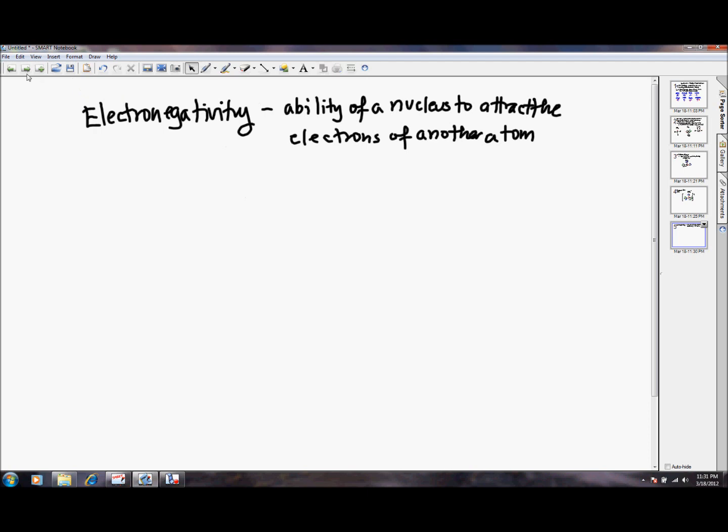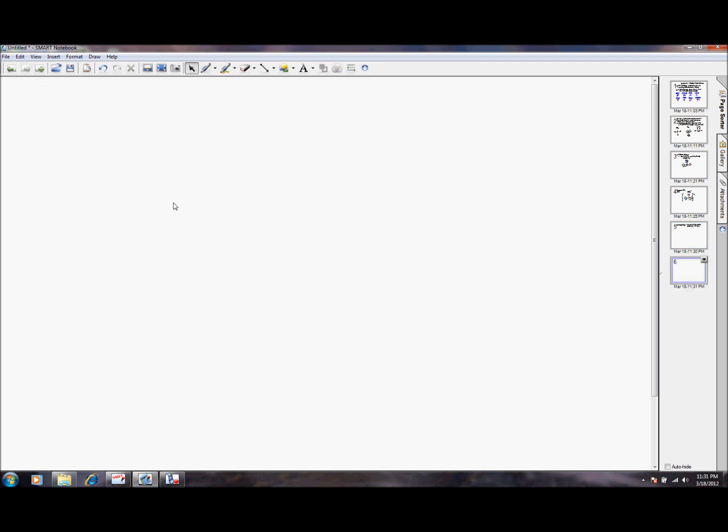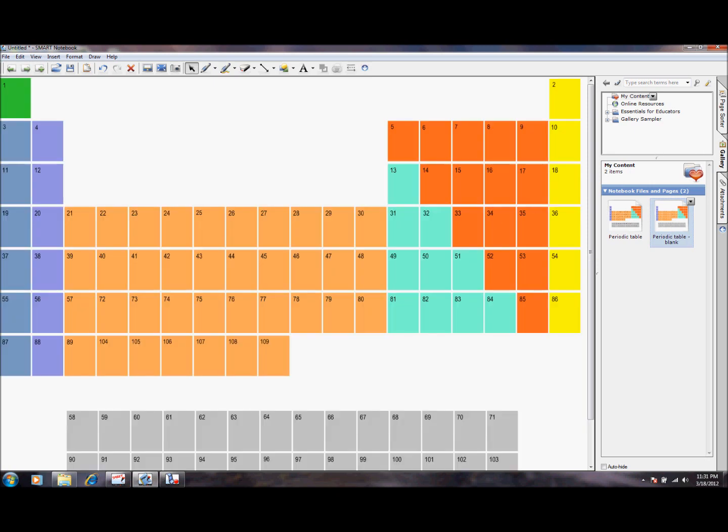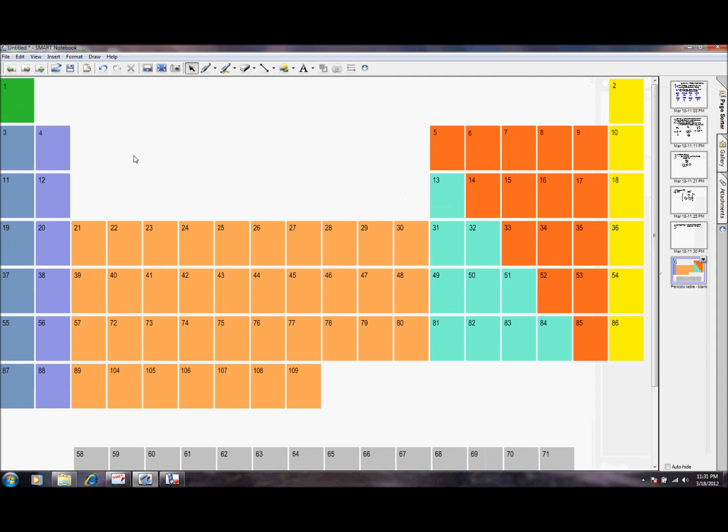Let me show you in general. You should have your electronegativity table. If you don't have it, go ahead and pause and get it out. I don't have an electronegativity table in here, but I have a blank periodic table. What we're going to do is look at generally where the values for electronegativity fall on the table. We're going to call this our EN table, EN for electronegativity.